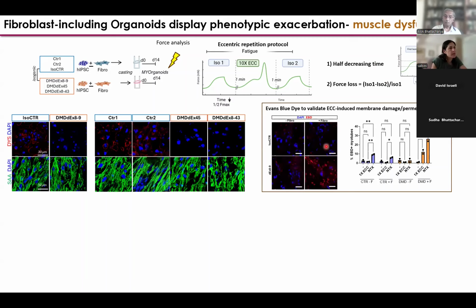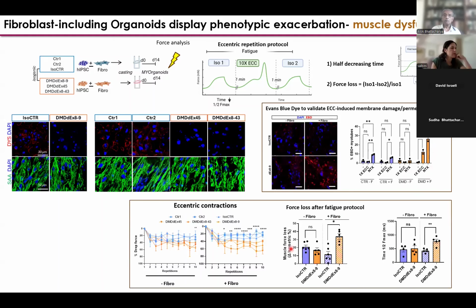And we also demonstrated that with this assay, with these eccentric contraction repetitions, we are able to recapitulate the membrane damage, because if you see the yellow, when DMD organoids include fibroblasts, they are positive for staining with Evans blue dye, which is a marker that gets incorporated when the membrane is permeable. So it's a damage marker, and you can see very well that in the DMD this marker is higher. Notexin is just an injury control.